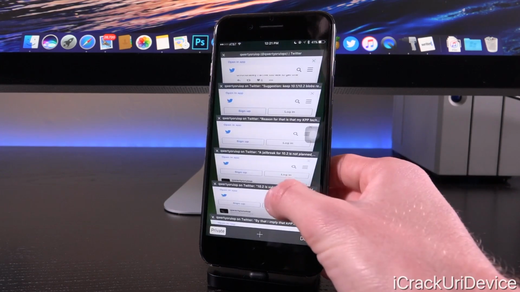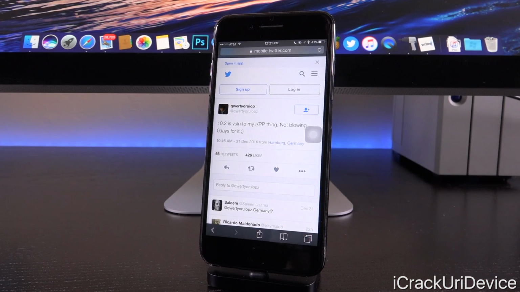Now, let's go ahead and switch on over to the next one here. He says, quote, "10.2 is vulnerable to my KPP thing, not blowing 0days for it." So as I mentioned before, 10.2 is still vulnerable to KPP, but of course, all of the exploits actually used in the chain to jailbreak are now patched. They were, of course, patched, in fact, before the jailbreak was even released, because that is how it was actually built. If you guys happen to watch the first part of this series, you'll definitely know that.